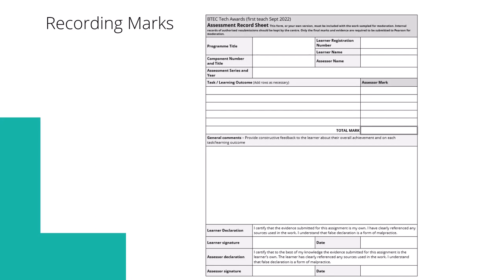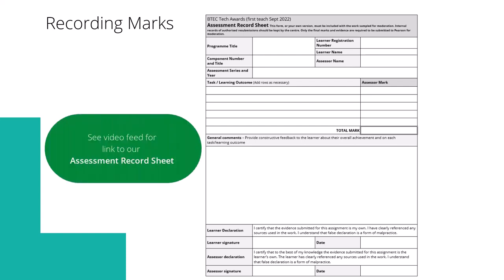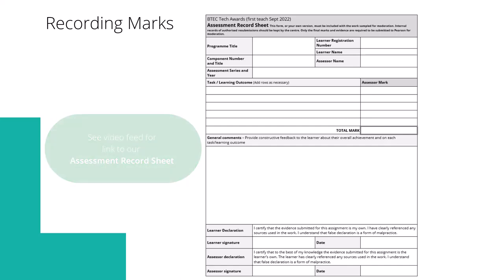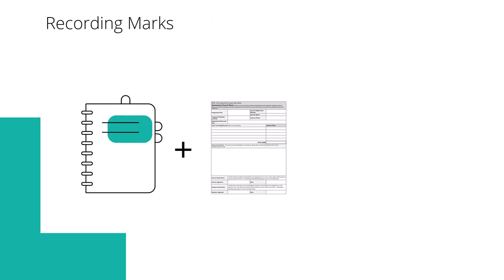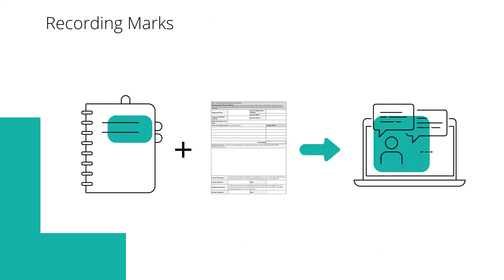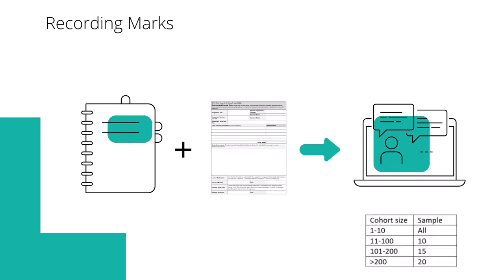We have provided this example, which can be used for any internal components. However, this is not mandatory to use, and centres may produce their own documentation, providing the information in the Pearson exemplar as a minimum. Centres will submit a sample of learners' work along with the assessment record for each sampled learner for moderation. This will generally be a sample of 10 learners.